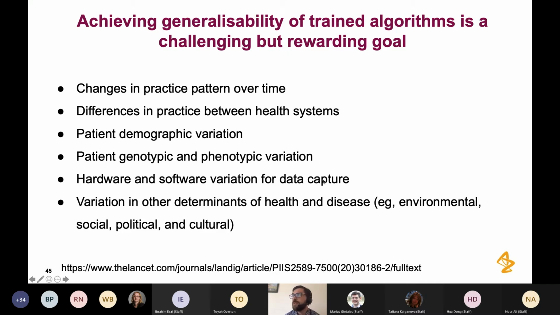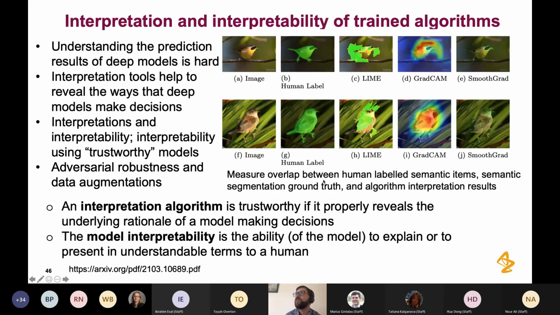I mean, differences in practice between health systems, how the tissue is sliced, prepared, stained, demographic variation, patient genotypes, hardware and software, how it's scanned, variations in disease, and so on.